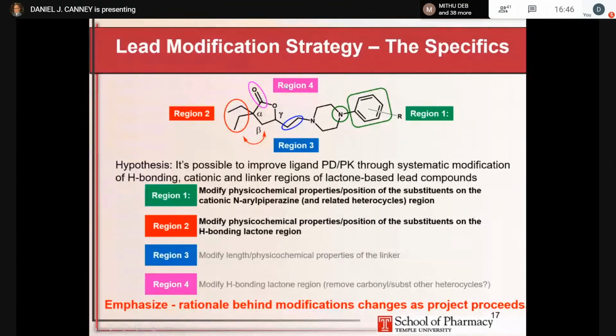And then region 4 was we were interested to see whether that carbonyl of the lactone ring was required or whether we could do with the furan derivatives. So this was basically our thought process going forward.